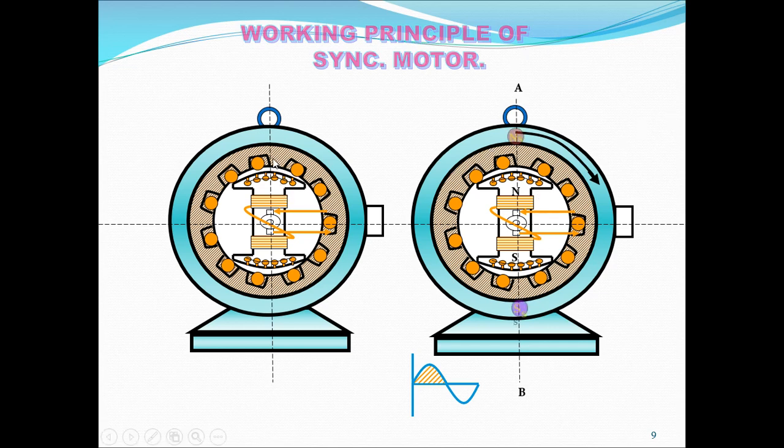So here what happened, here is north pole, north pole, here south pole, south pole: north pole of the stator, north pole of the rotor, south pole of the rotor and south pole of the stator. So both come like this. Then what happened, the like poles will repel each other. As a result, what happened? The rotor will try to rotate in the anti-clockwise direction.